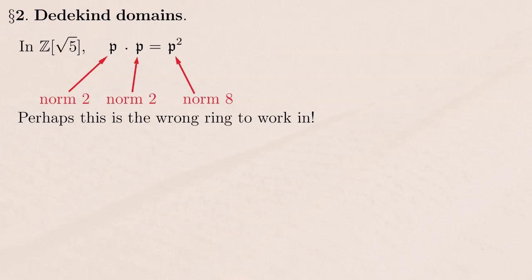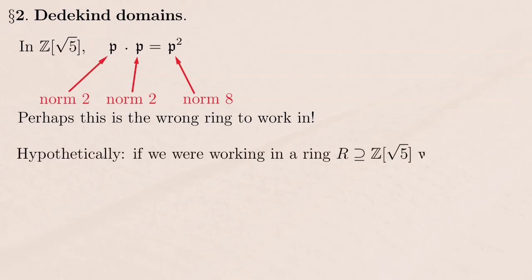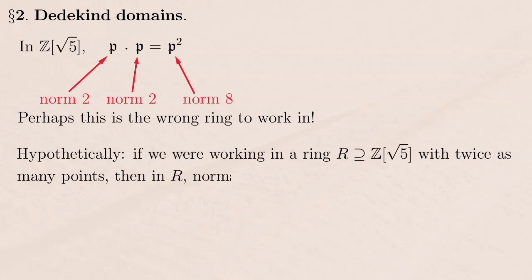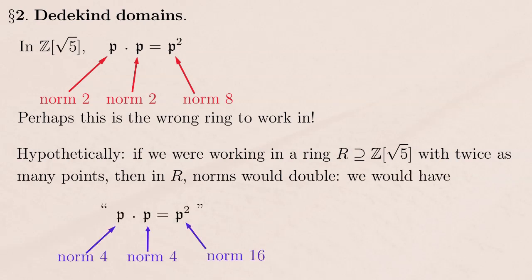Notice that if, hypothetically, we had some ring R containing Z adjoin root 5, and R had twice as many points, it seems as though all of these norms would double. So presuming this equation of ideals still makes sense in R somehow, we'd have 2 ideals of norm 4 whose product has norm 16. So we would have fixed this multiplicativity problem. But can we find a ring R like this? And have we caused any other problems?